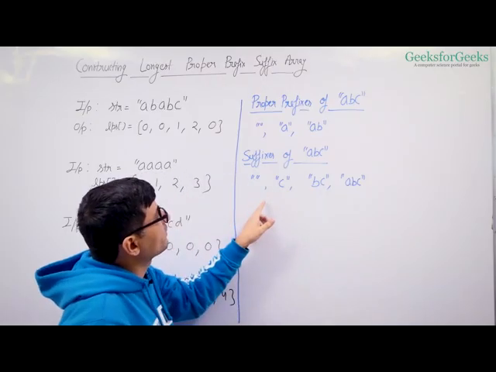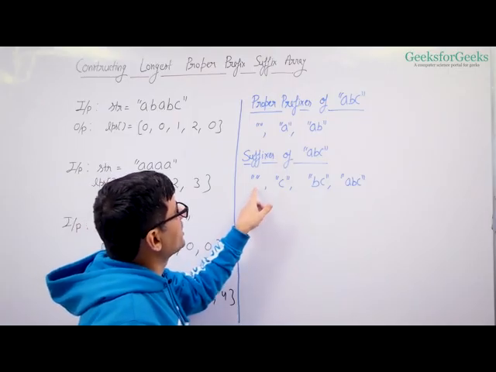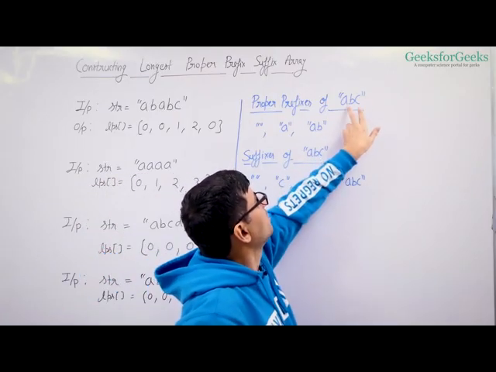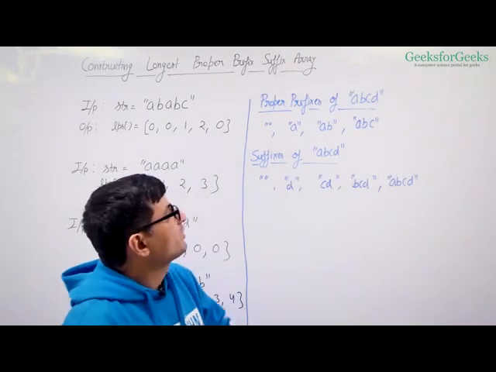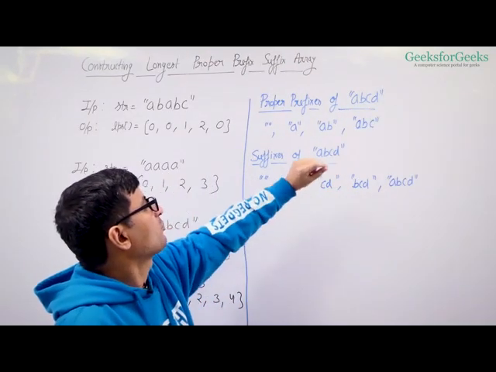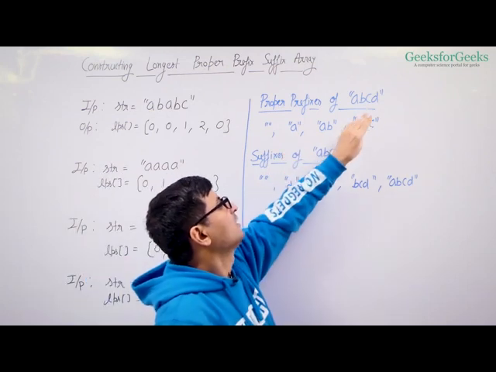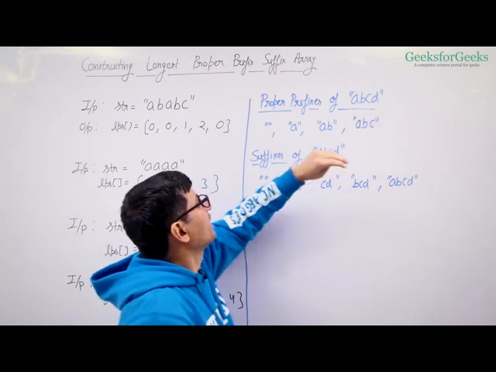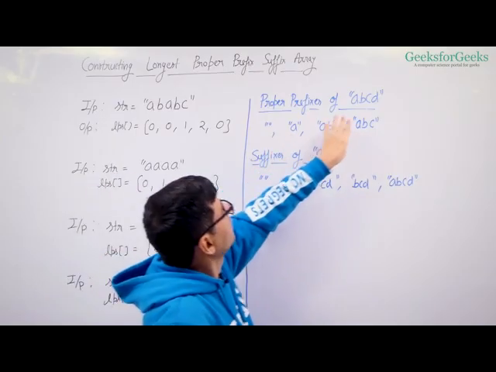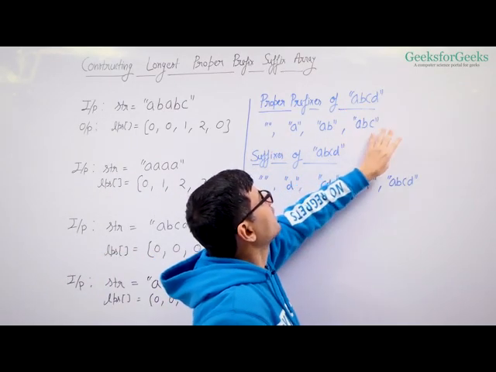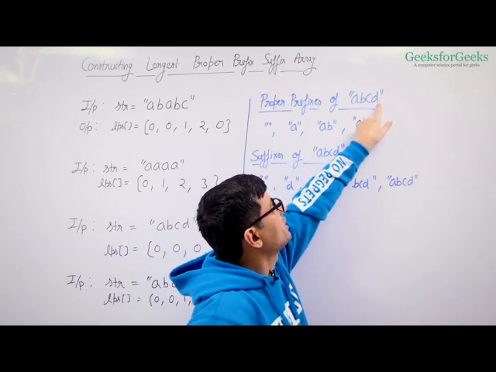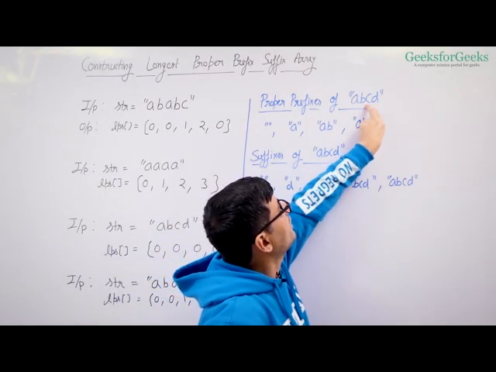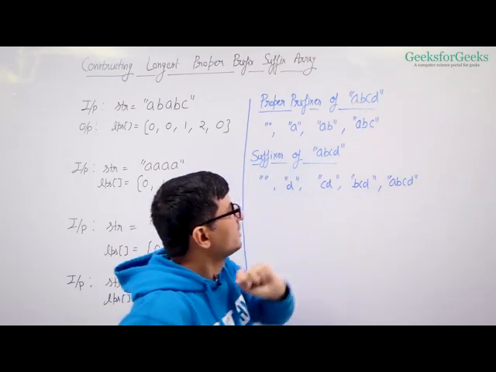What are the suffixes of ABC? Suffixes are the empty string, then C, then BC, then ABC. These are the suffixes. Here is one more example to understand proper prefix and suffix better. Proper prefixes of ABCD are the empty string, A, AB, ABC, right? ABCD is not included. Suffixes of this are the empty string, then D, then CD, then BCD, then ABCD.